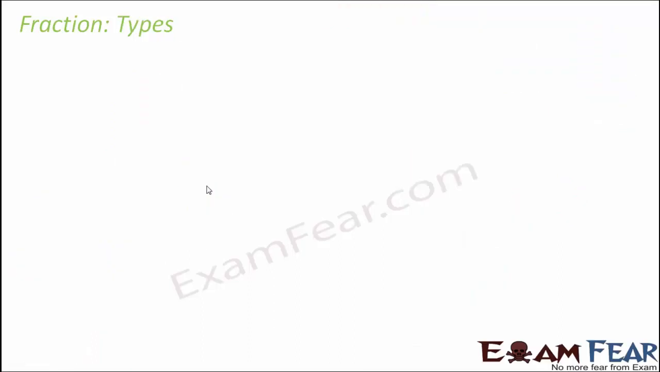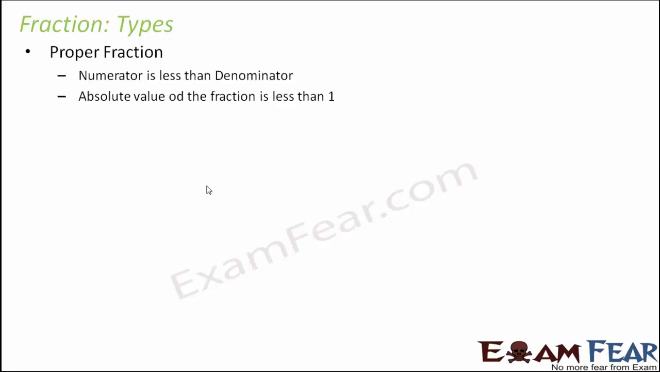Now, it comes to types of fraction. Now, fractions can be divided into many types. Proper fraction, where the numerator is less than the denominator. Now, can you tell me a quick recap? What is numerator? What is denominator? Denominator, D for denominator, D for down. So, the number which is present down is denominator. Number which is present on the top is numerator.